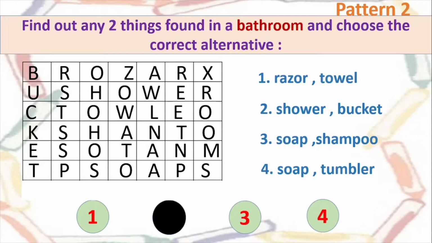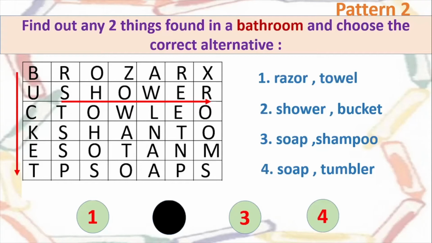For example, see, here you have SHOWER, shower, and then you have the word BUCKET, bucket. Now look at the arrow again. See, here you can see razor written in backward manner, RAZOR. You can also find soap here, SOAP, but then you will not find the word towel, you will not find the word tumbler, you will not find the word shampoo. So which are the words which are both there in the grid? It is shower and bucket, which is our answer, option number 2.